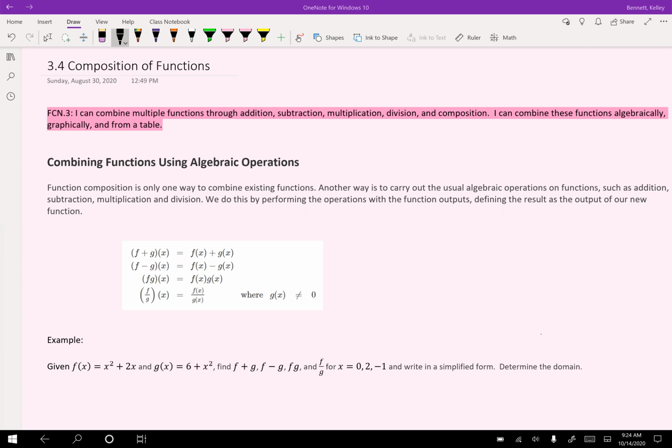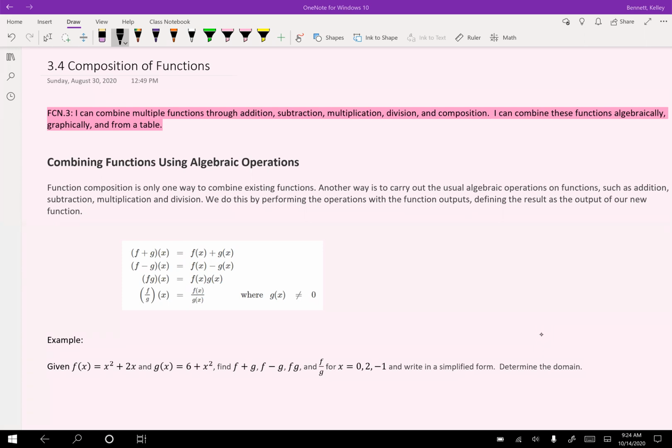So our goal today is to be able to say, I can combine multiple functions through addition, subtraction, multiplication, division, and composition. I can combine these functions algebraically, graphically, and from a table. So we're going to start with combining functions using algebraic operations. So that's addition, subtraction, multiplication, and division.